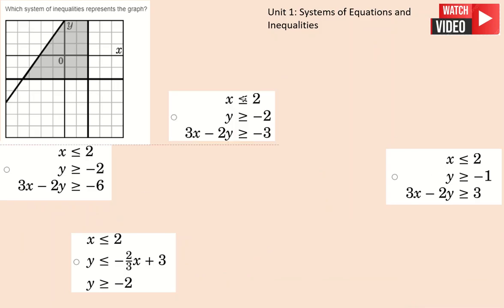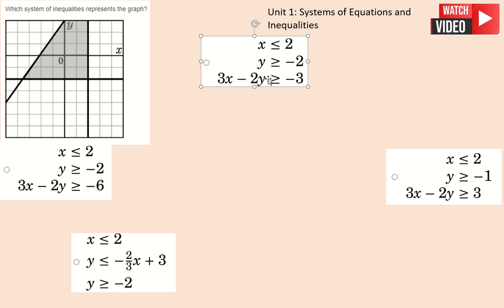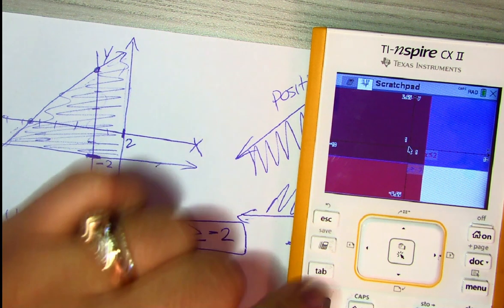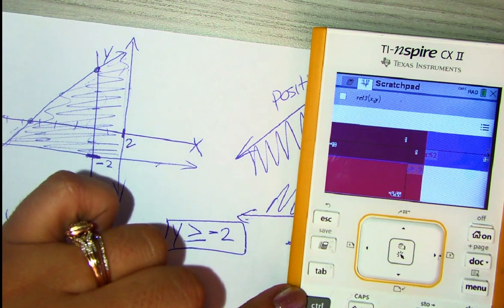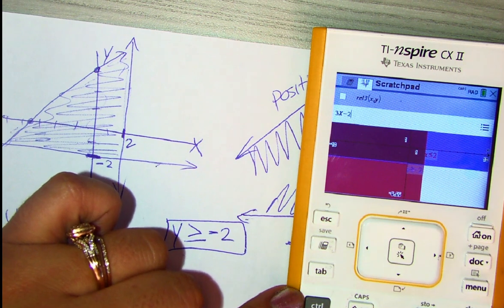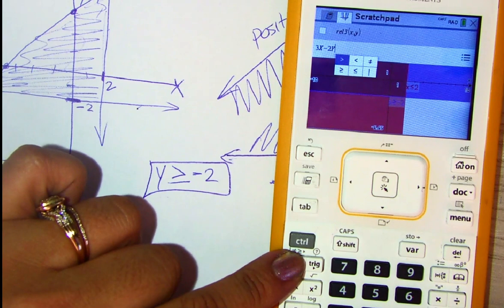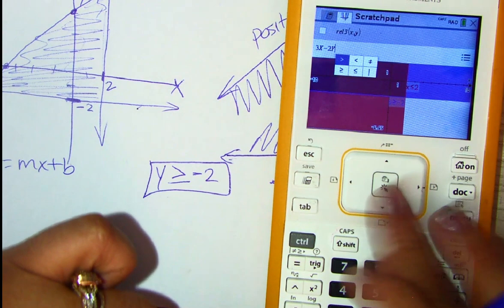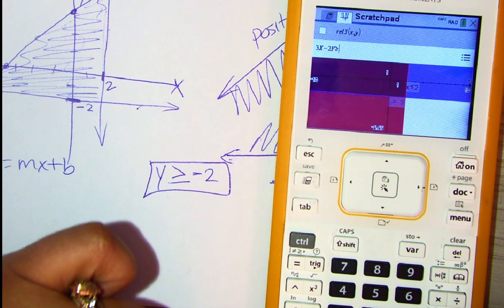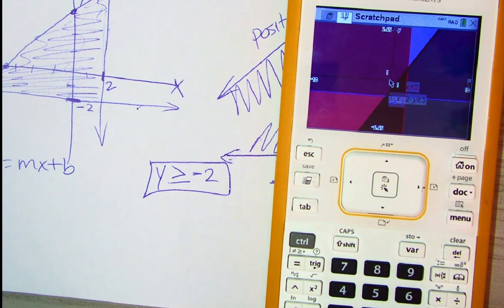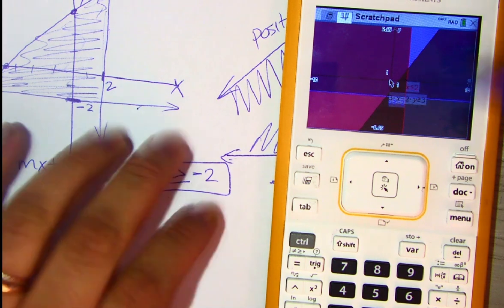And let's try this first one. 3x minus 2y greater than or equal to 3. So we're going to press tab and press 3x minus 2y, control equals, and then it's greater than or equal to 3. So if I press graph, this shows that it's shaded this way, which is kind of like what we want.